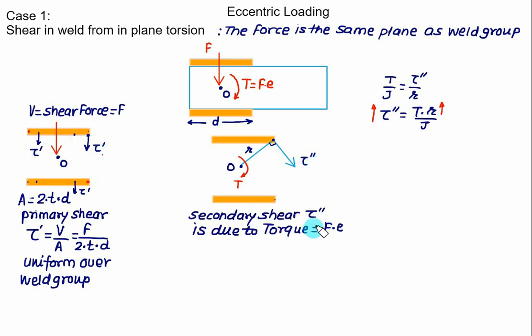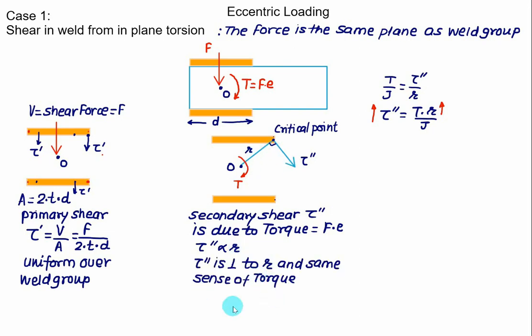The secondary shear stress is due to the torque T, which is given as F into E. Secondly, the secondary shear stress is directly proportional to radial distance R, and therefore we have to select the critical point. So this point here is called the critical point because for this point the radial distance is maximum. The geometric relation between tau double prime and R is that they are perpendicular to each other. Not only should they be perpendicular, but you have to select the proper direction. The direction should be such that the torque developed by tau double prime must equal the external torque T. Don't show the arrow in this other direction.